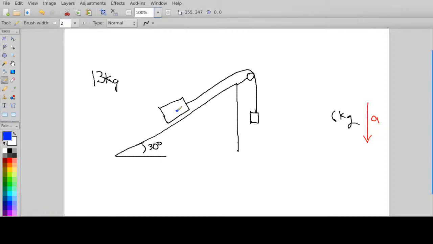So now, gravity straight down, but what do we want to do? We want to break it up into this way and that way. Okay, and this one is going to be m1g, and for these inclined planes, the perpendicular is cosine.